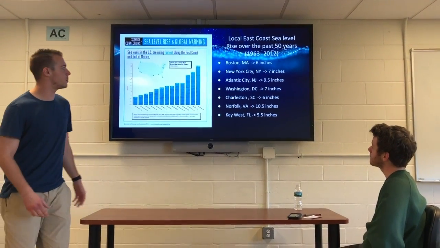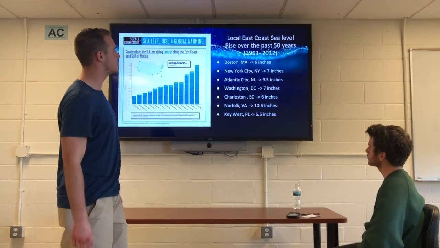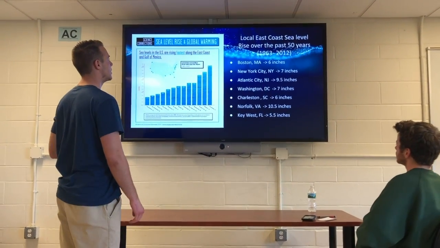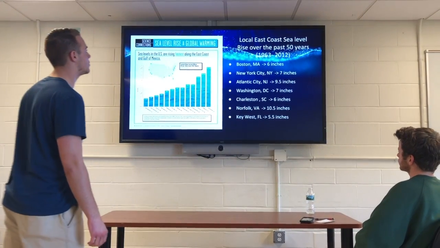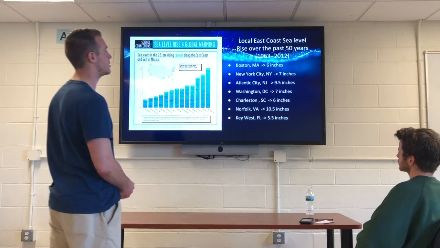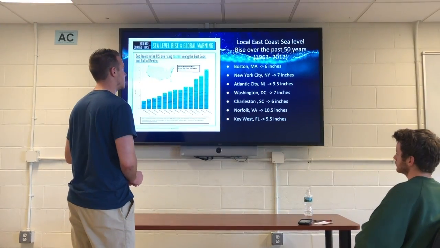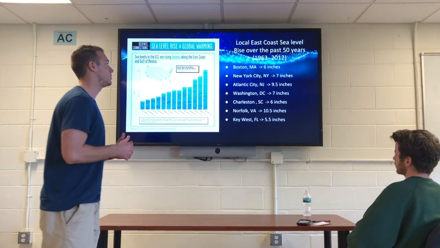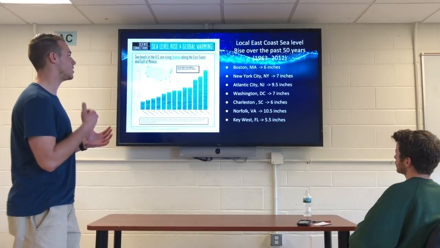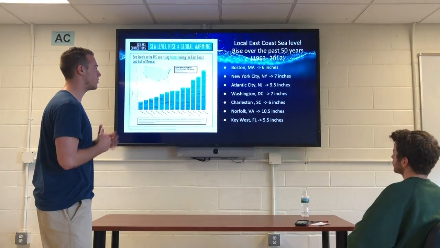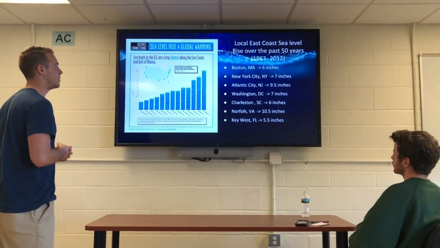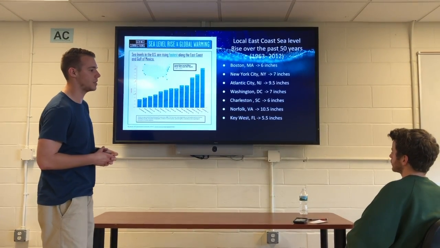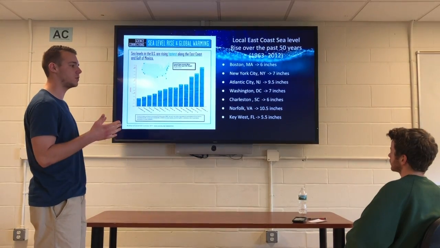So here you can see more places where it's changed. In Boston, Massachusetts, it's risen 6 inches from 1963 to 2012. This graph shows the local East Coast sea level rise over the past 50 years. So again, this has definitely been happening since you've been alive, Grandpa. New York City, 7 inches. Washington, D.C., 7 inches. Norfolk, Virginia, 10.5 inches. Key West, Florida, 5.5 inches. These are all real numbers and how much the water has actually come up over what it used to be.